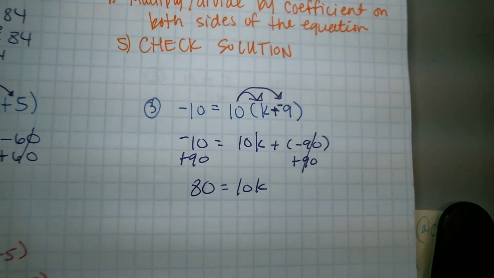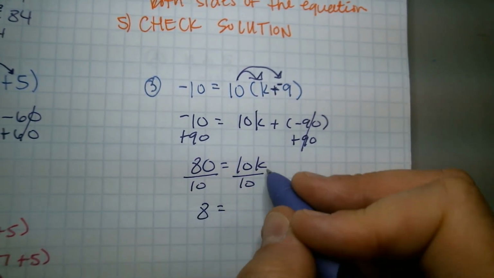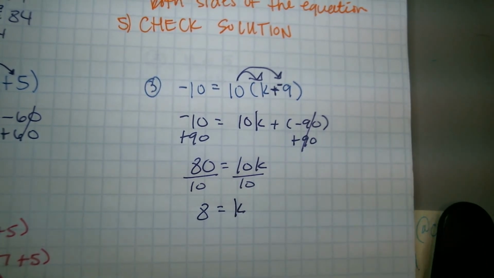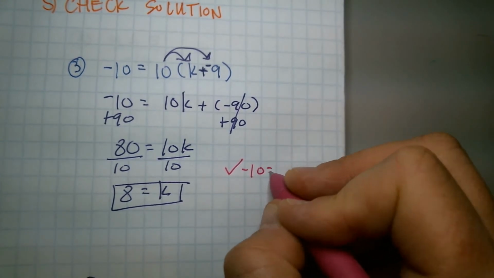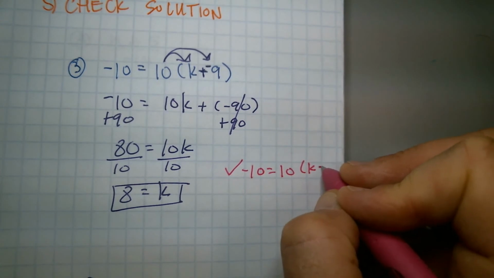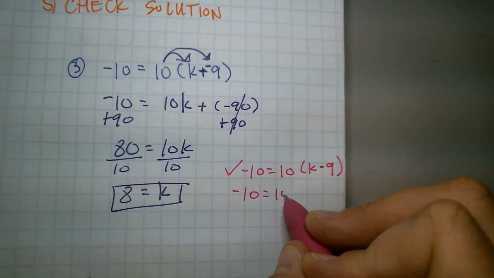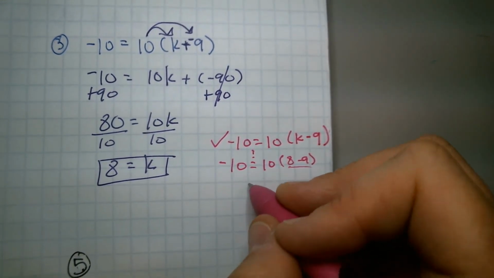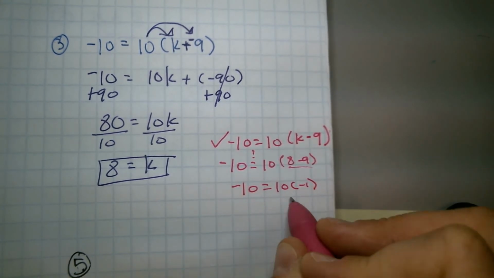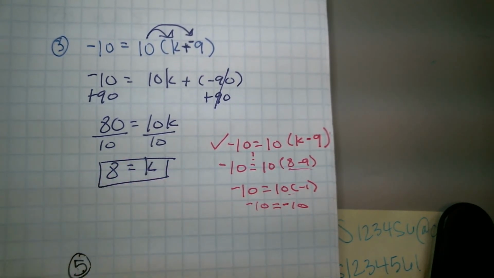Next thing, divide by the coefficient of the variable, which is 10. Divide by 10 on both sides. 80 divided by 10 is 8. 10k divided by 10 is k. There's my solution. And of course, last thing we want to do is check. So I'm going to use negative 10 equals 10 times k minus 9. Plug in 8, see if this works. Does that equal 8 minus 9? Let's do parentheses first. 8 minus 9 is negative 1. Negative 10 equals 10 times negative 1. Well, that is equal to each other. So you get negative 10 equals negative 10, which tells me that this is indeed the correct solution.